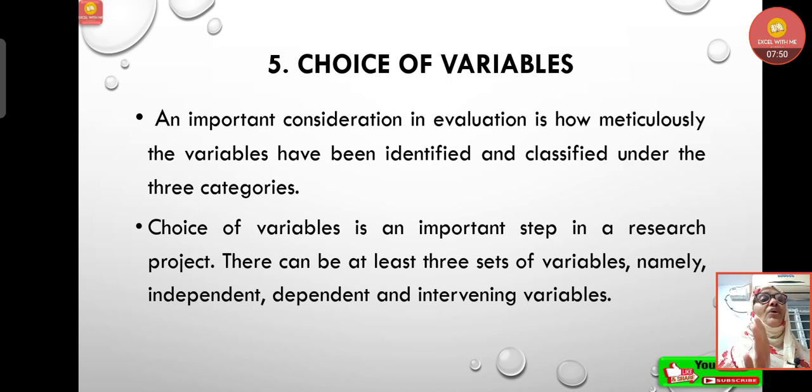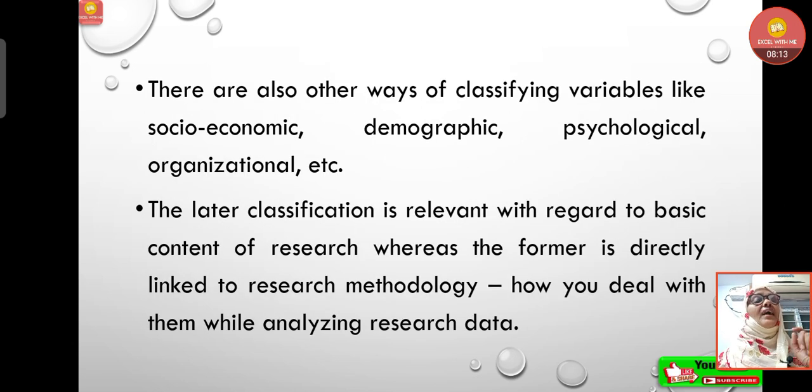Now, the fifth one is choice of variables. An important consideration in evaluation is how meticulously the variables have been identified and classified under the three categories. Choice of variables is an important step in a research project. There can be at least three sets of variables, namely independent, dependent, and intervening variables. There are also other ways of classifying variables like socio-economic, demographic, psychological, organizational, etc.